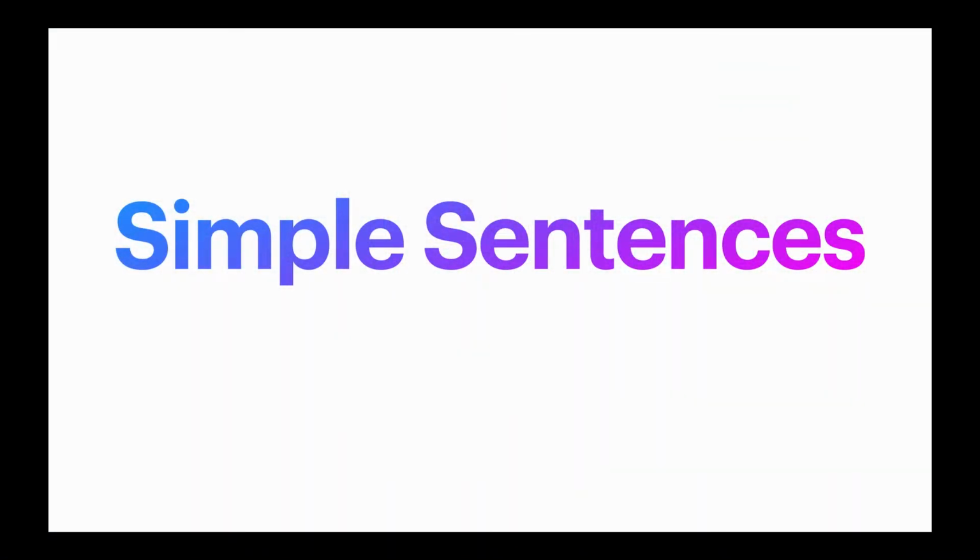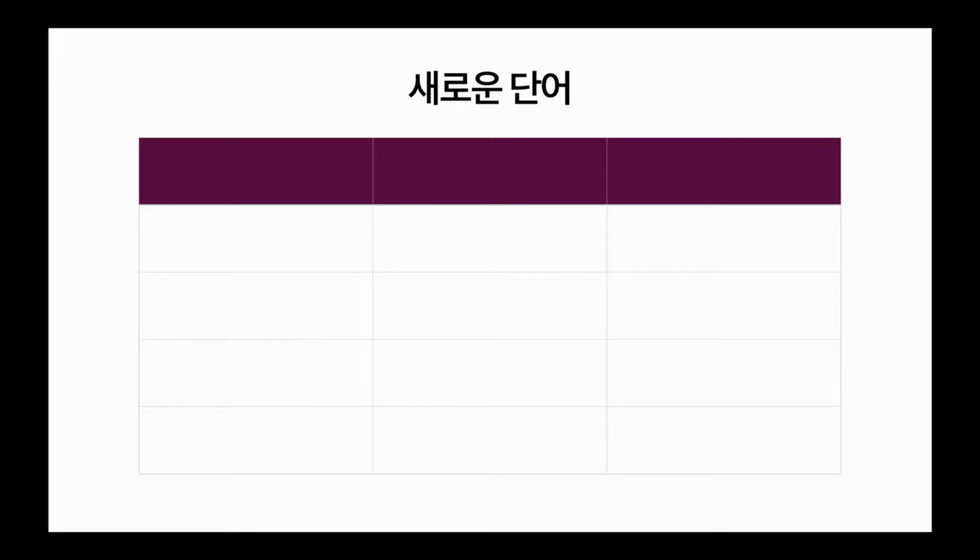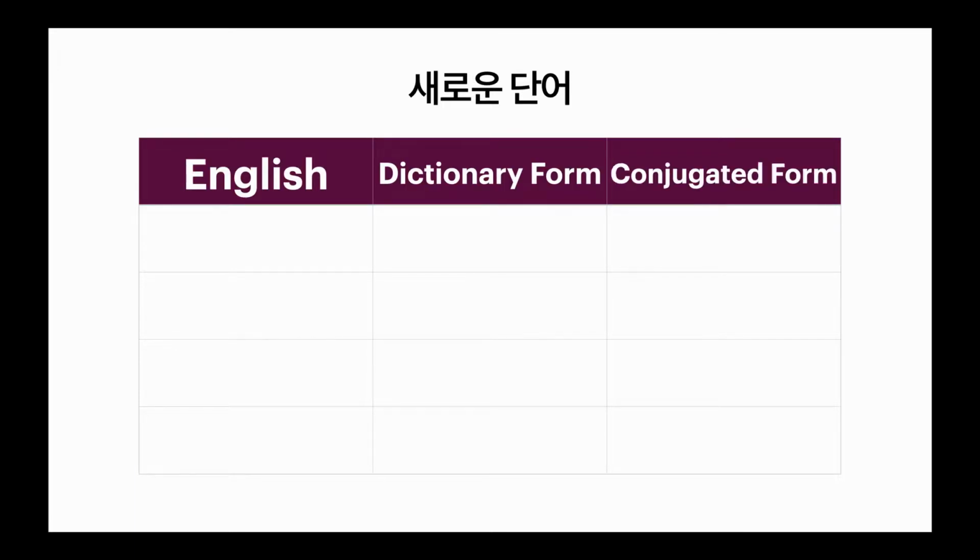Okay, starting with simple sentences. So first let's start with some 새로운 단어, some new words. Now I'm going to give you 4 new verbs today. I'm going to give you the English, the dictionary form, and then the conjugated form. What I mean by conjugated form is when you turn a verb into past tense, present tense, future tense, and so on. Now the dictionary form is how you would generally learn it, and in future videos I'm going to teach you how to conjugate into past, present, and future tense. But just to make things really easy today, because it's a long explanation for how to conjugate and learning all the different rules, I'm just going to give you the conjugated form.